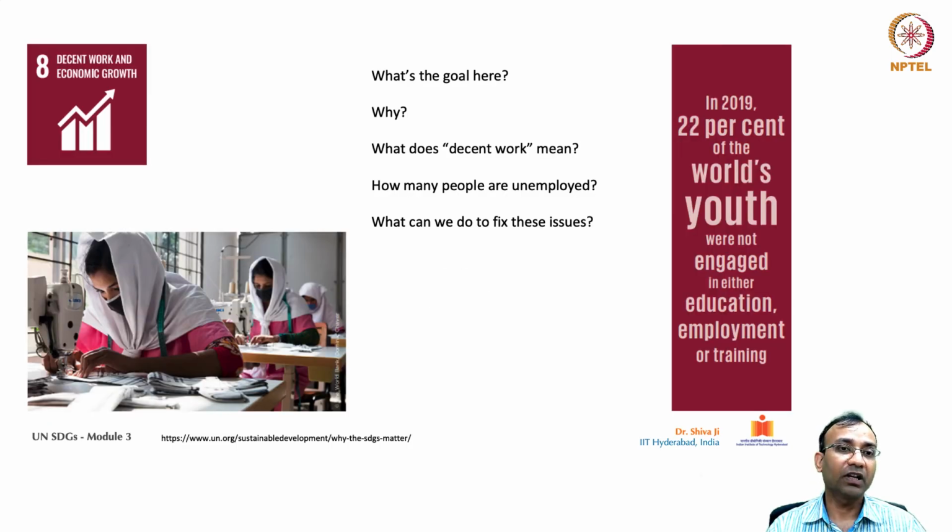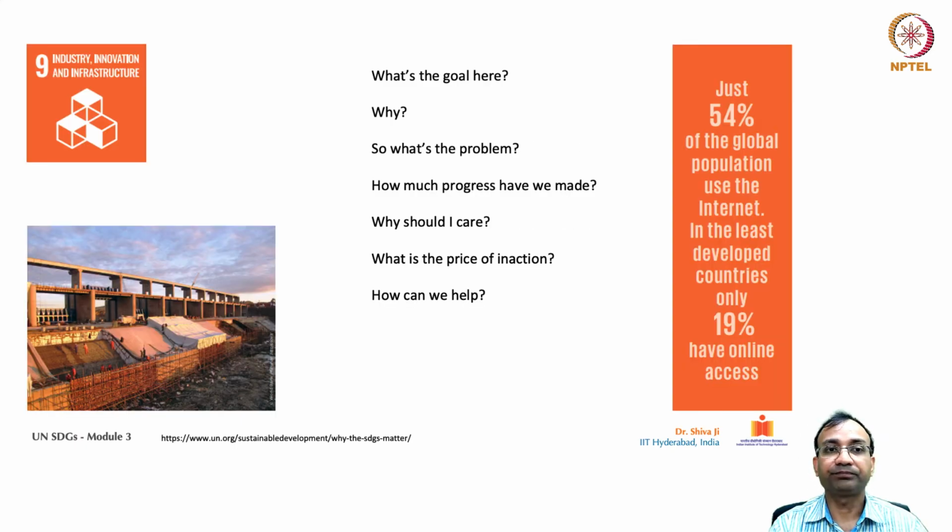Then we have the eighth one, decent work and economic growth. Well, what do you think are the goals over here and why? What does decent work mean? How many people are unemployed? That data will help you formulate the policies and implementation techniques. What can we do to fix these issues?